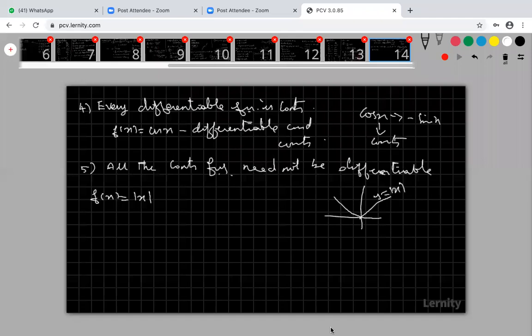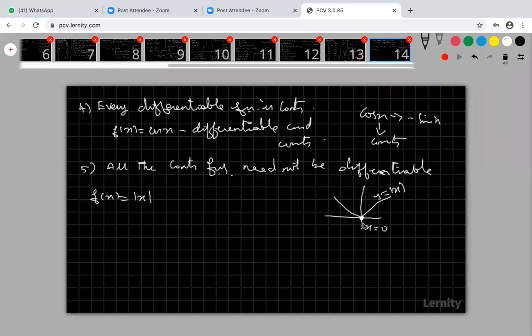Why, sir? At this point, x is equal to 0, you have to find out the derivative. At this point, x is equal to 0, the function is continuous. But if you find the derivative limit, derivative means derivative limit. Okay. So left derivative and right derivative both are not equal. So therefore derivative does not exist. Okay. So derivative does not exist means it is not differentiable, right?